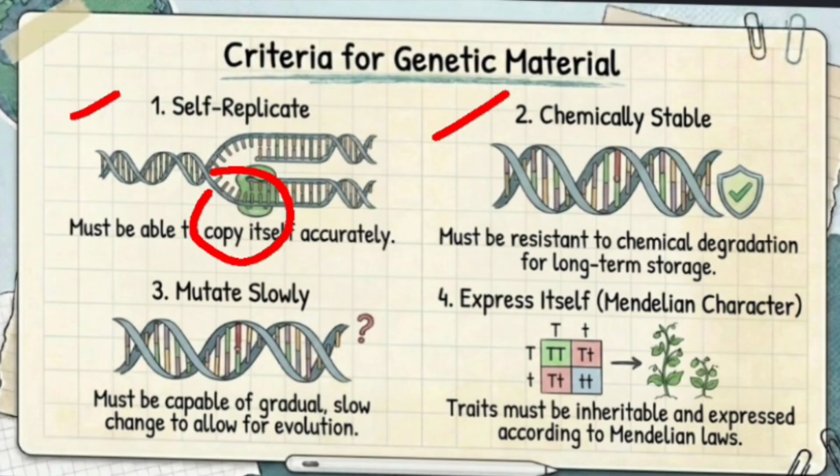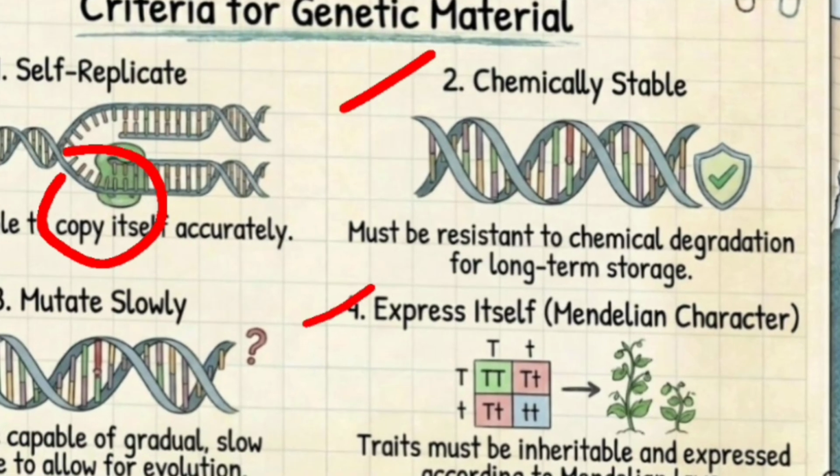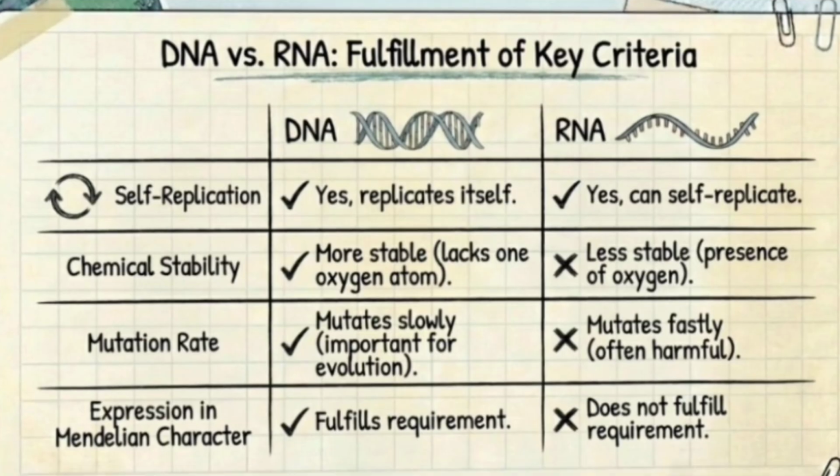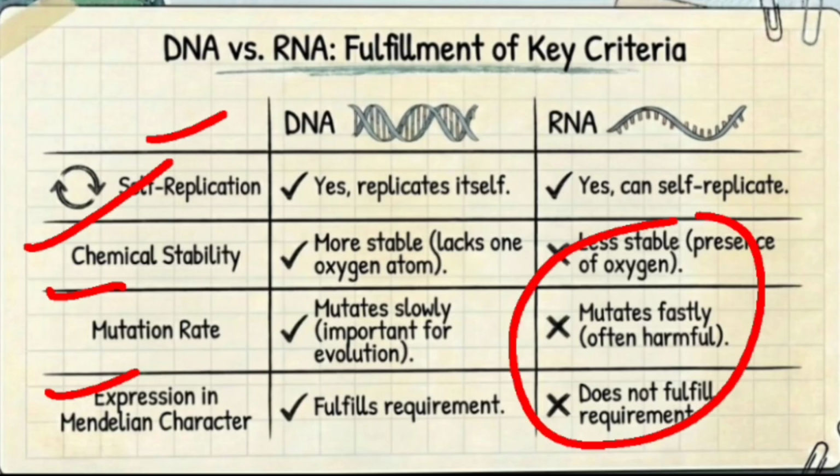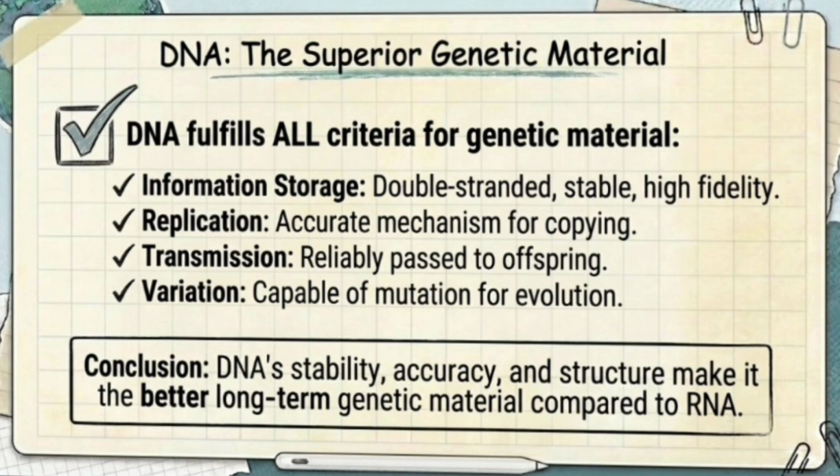Fourth, it can express itself in a Mendelian character. Again, DNA can express itself in a Mendelian character. Let's discuss who fulfills all the criteria to be a genetic material. DNA fulfills all the requirements to be a genetic material. It can replicate itself, it is chemically stable, it mutates slowly, and it also expresses itself in a Mendelian character, which RNA does not. RNA only replicates itself, otherwise it does not fulfill the other criteria. So DNA fulfills all the criteria, hence proving DNA is a better genetic material.